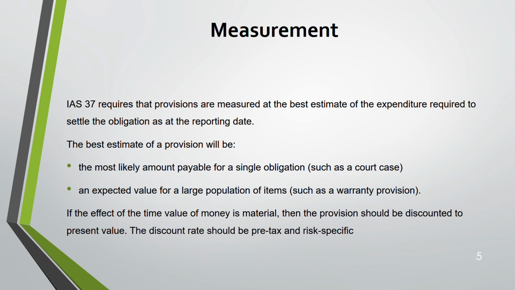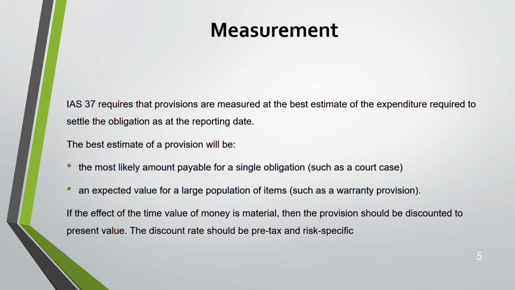If it is material, you need to discount provision, and that discount rate should be pre-tax, that means before tax, and risk specific. They will give you two types of rate: pre-tax and post-tax. You need to pick the pre-tax, not post-tax, for a provision. These are little things you need to be very careful about when dealing with IAS 37, because even though it looks easy, it is one of the challenging standards in SBR.